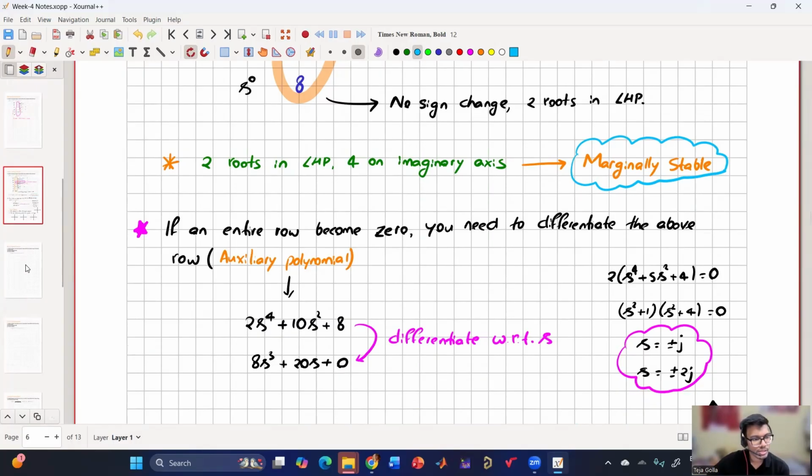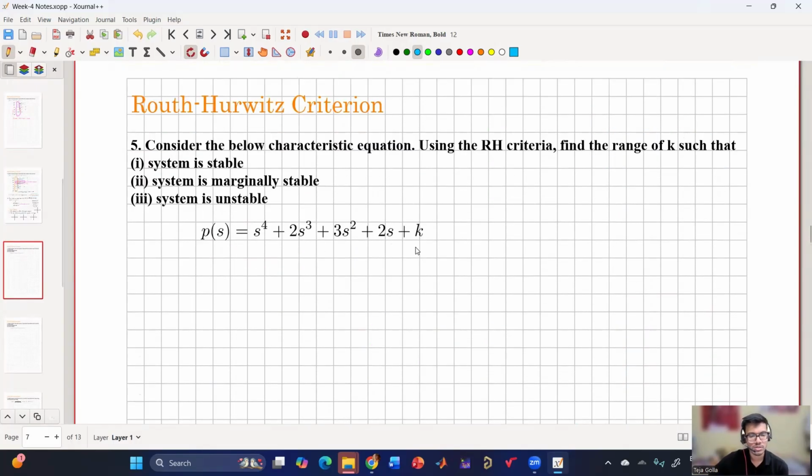Okay. So now I think I have a few more problems. So in this problem, consider the below characteristic equation. Using the Routh Hurwitz criteria, find the range of K such that the system is stable, marginally stable, unstable. So how do you think we can proceed?